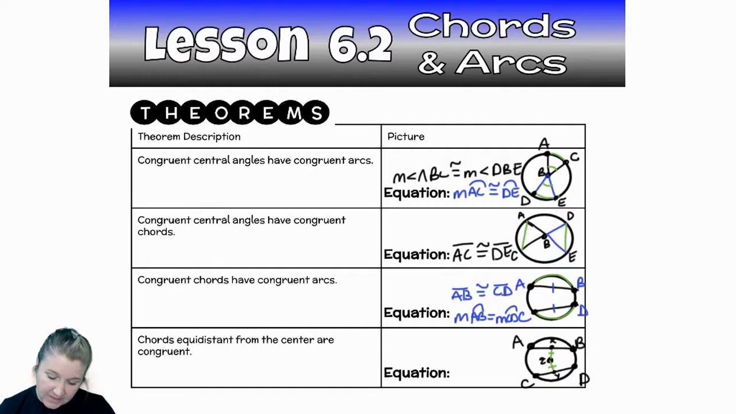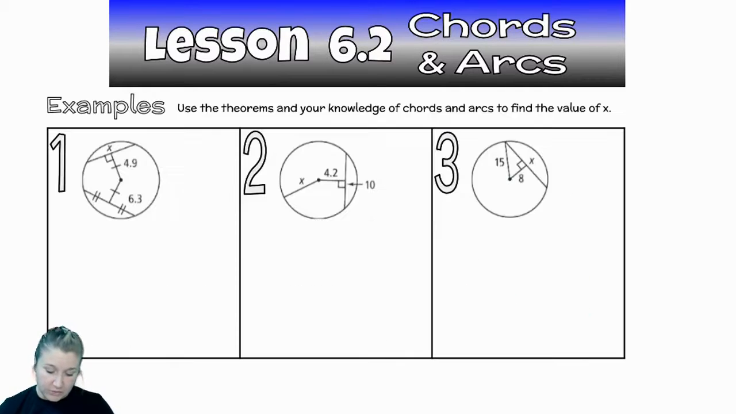So basically, if XZ is congruent to ZY, then we talked about if-then statements, right? Then line segment or chord AB is going to be congruent to chord CD. So all of those things are going to help us in just a second when we look at these and try to find some different values in our circles. So let's look here. We're trying to find the value of X there.